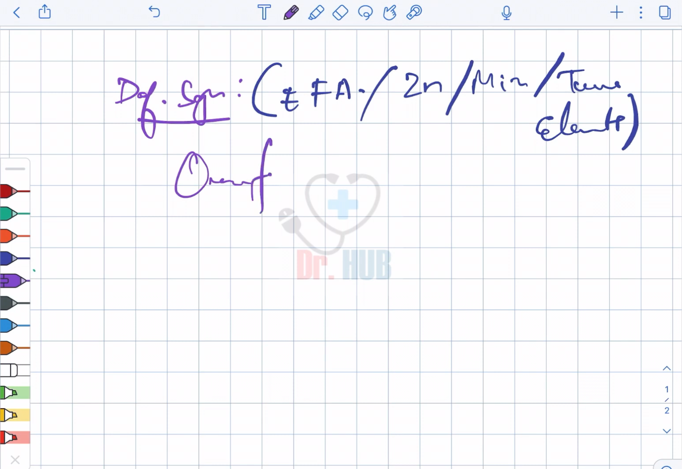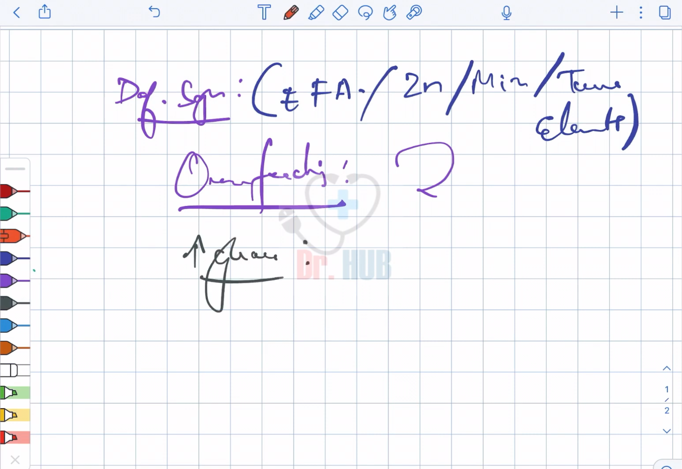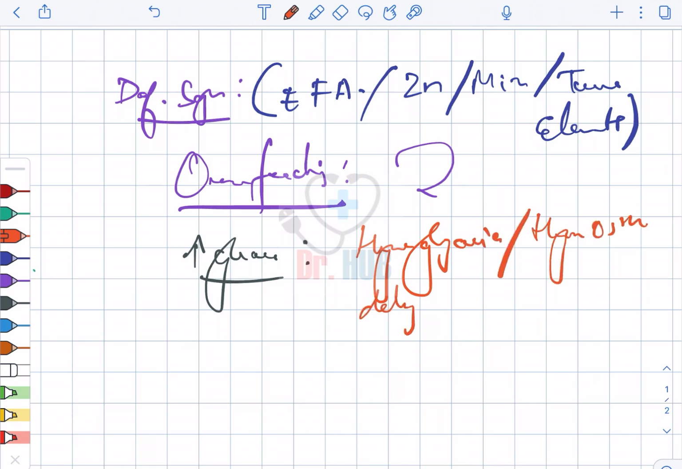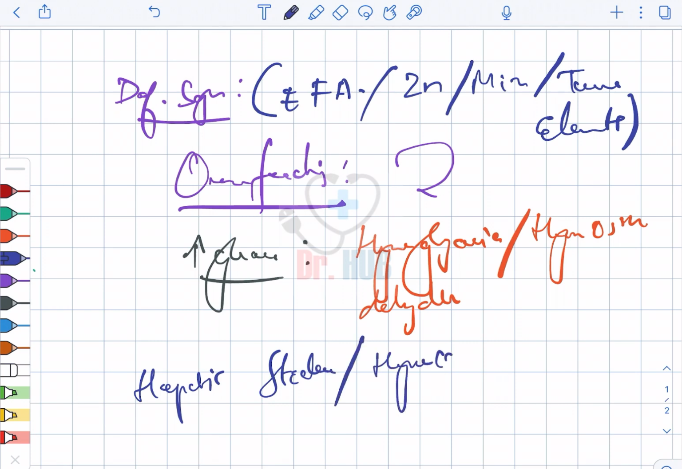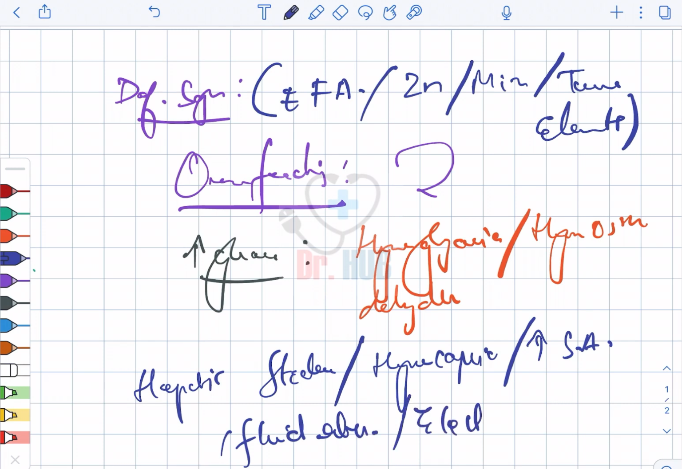Next is related to overfeeding. In case of overfeeding, there can be excess of glucose. This results in hyperglycemia, hyperosmolar dehydration, as well as hepatic steatosis, hypercapnia, as well as increase in the sympathetic activity and fluid retention, as well as the electrolyte abnormalities.